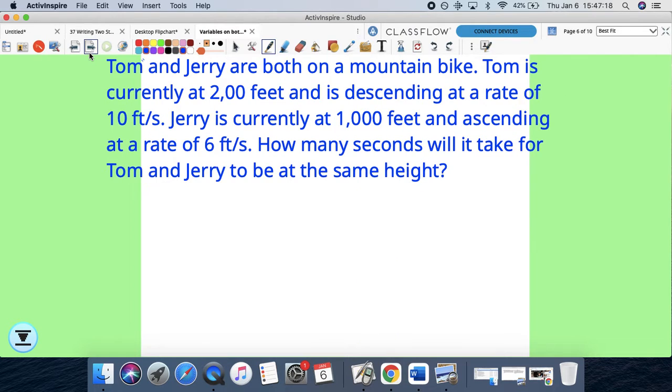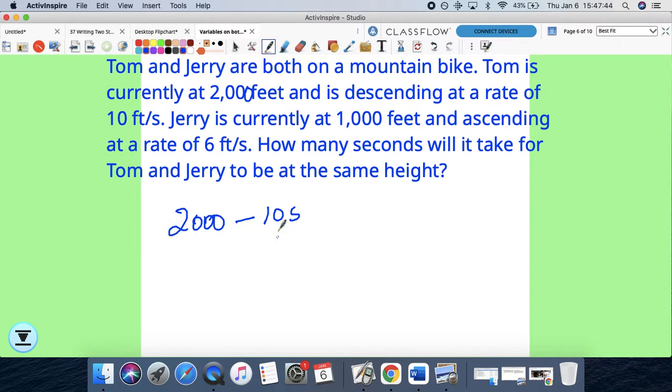Tom and Jerry are on a mountain bike. Tom is currently at 2,000 feet, and he's descending at a rate of 10 feet per second. And then Jerry's at 1,000 feet and ascending. So one guy's going up the mountain, the other guy's coming down the mountain. How many seconds will it take for them to be at the same height? So let's talk about Tom. Tom is at 2,000 feet. That's where he starts. So every second, he's losing 10 feet.